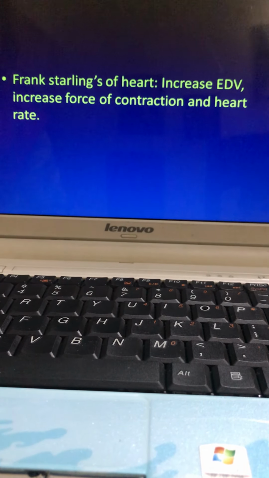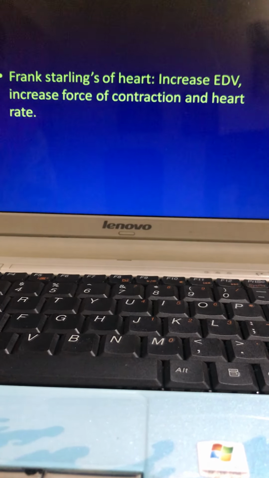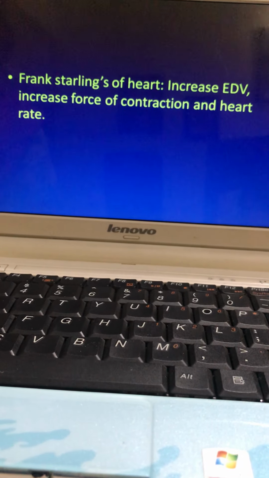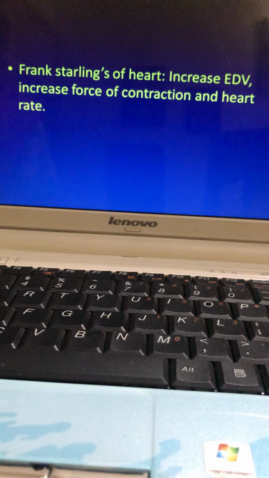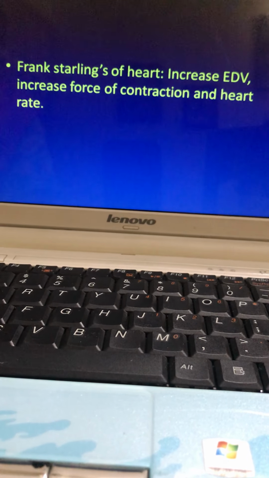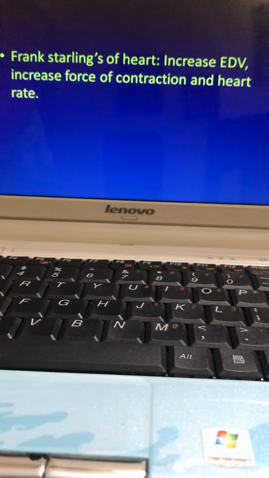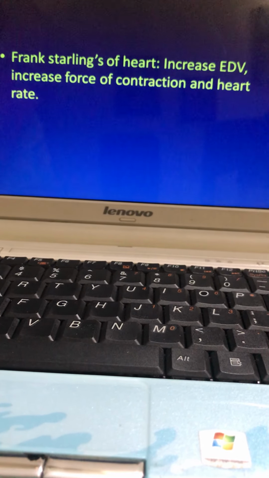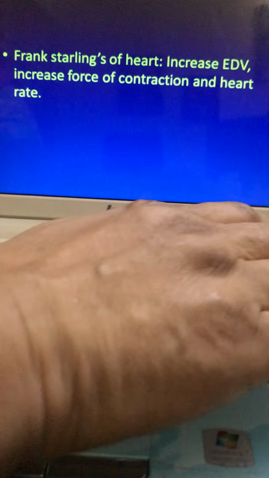Frank-Starling law of the heart: you know that within physiological limits, the greater the amount of blood in the heart, the greater will be the force of contraction of the heart. That is, when there is increased EDV, there is increased force of contraction and increased heart rate.